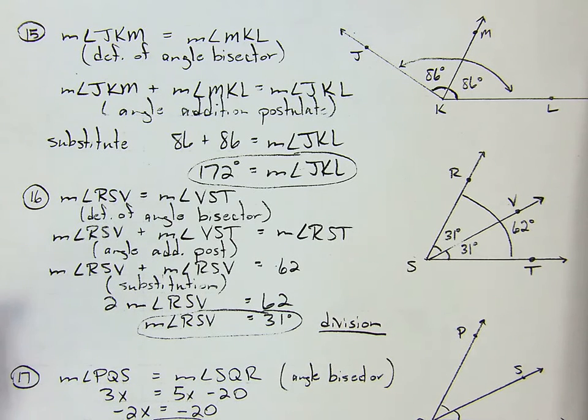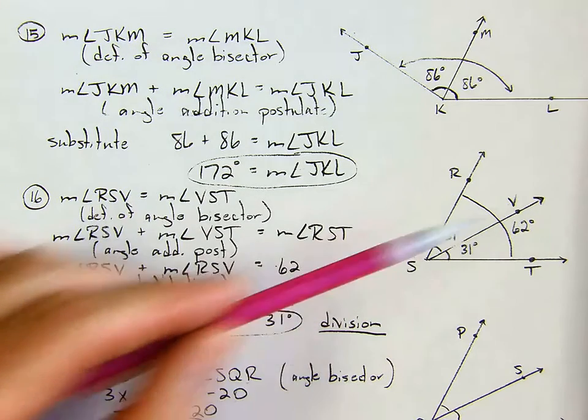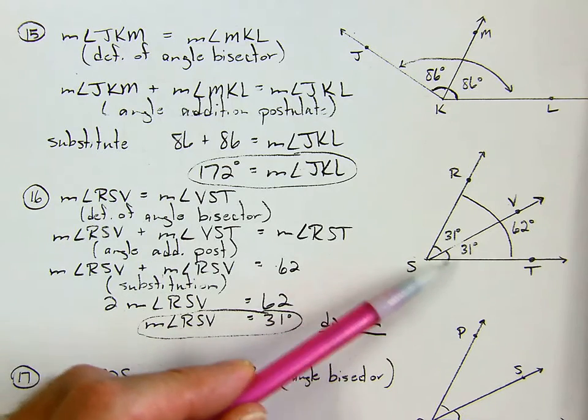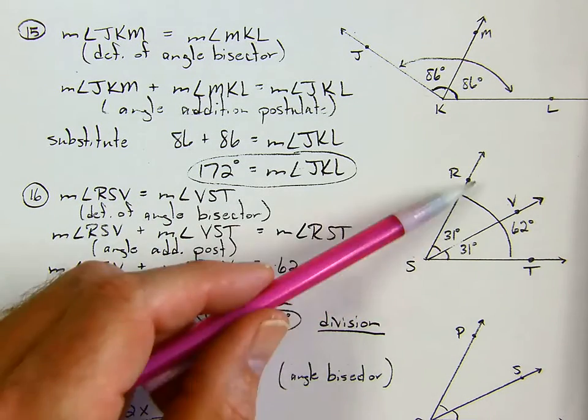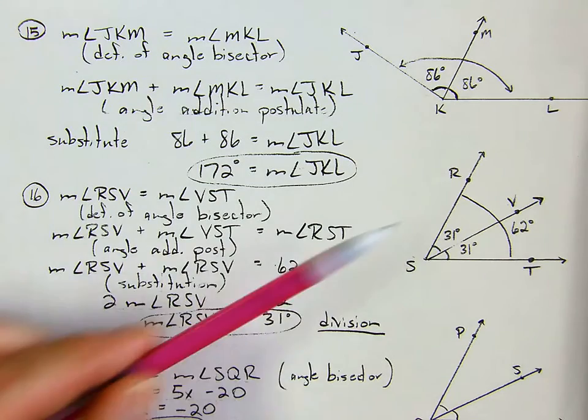Number 16, again, we have to kind of draw our own picture. I have a ray SV that bisects an angle RST. So here's my angle RST, SV going down the middle, splitting it into two congruent angles. And then they say that RST is 62. So the whole thing is 62. So guess what RSV will be?